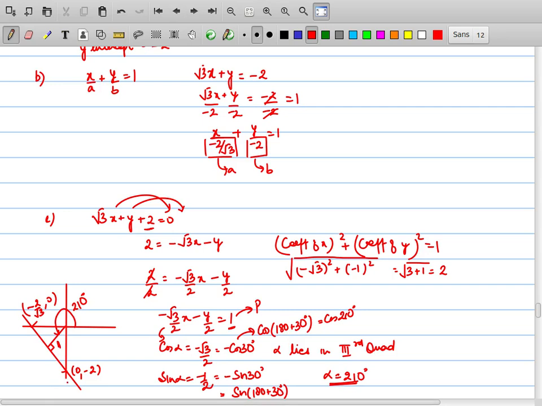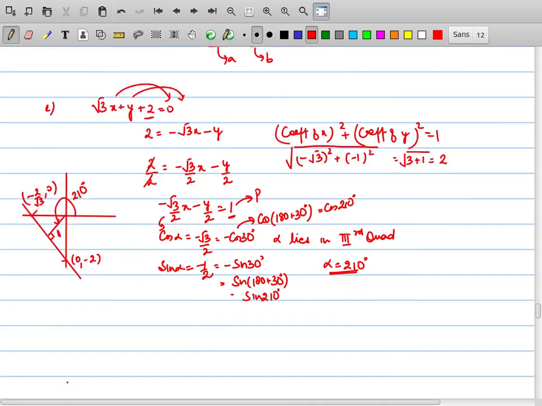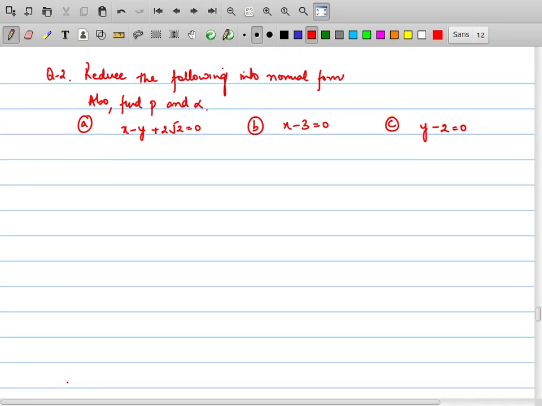This is how we do this question. Let's take another question. Reduce the following into normal form. Normal form simply means we have to convert this into the form x cos alpha + y sin alpha = P. The constant part on the right side should be positive, and the coefficient of x squared plus the coefficient of y squared should be 1.